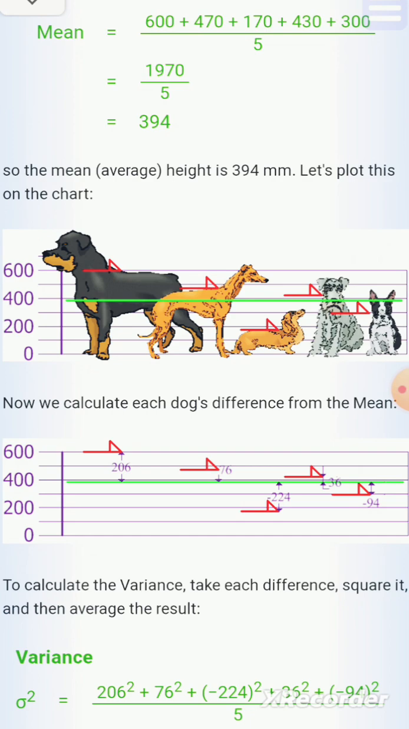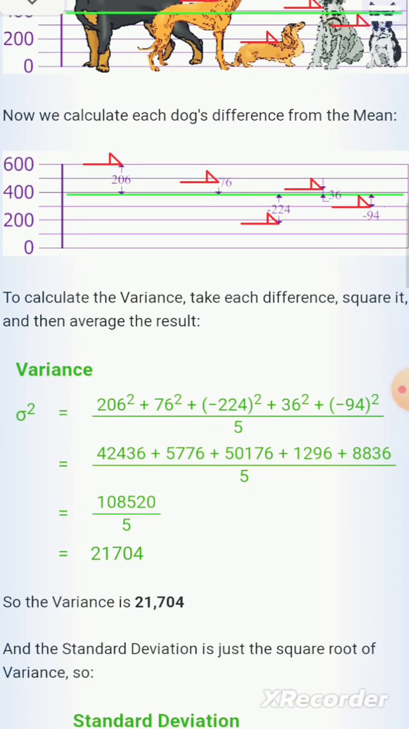Now we're going to square each of those differences. Okay, so we square the differences: 206 squared, 76 squared, negative 224 squared, 36 squared, and negative 94 squared. And we get these results: 42,436, 5,776, 50,176, 1,296, and 8,836. Add those up and divide by 5. When we add those numbers up, we get 108,520 divided by 5, and that gives us a result of 21,704, which is the variance for these 5 dogs' heights.